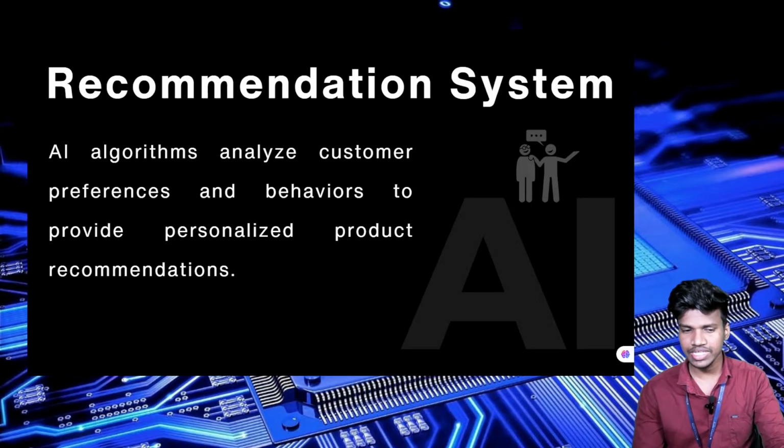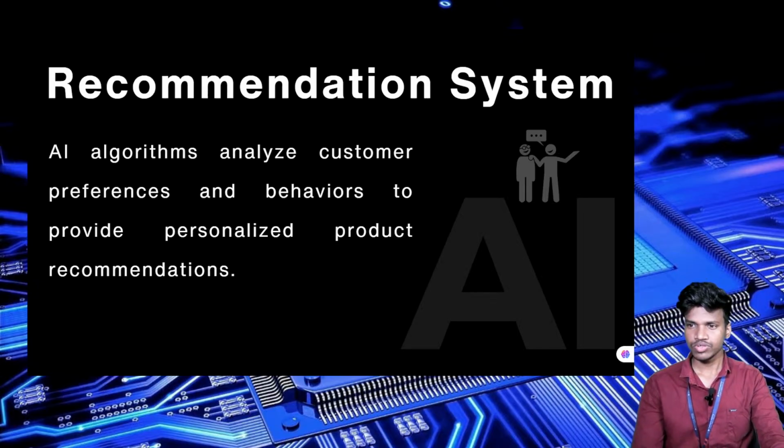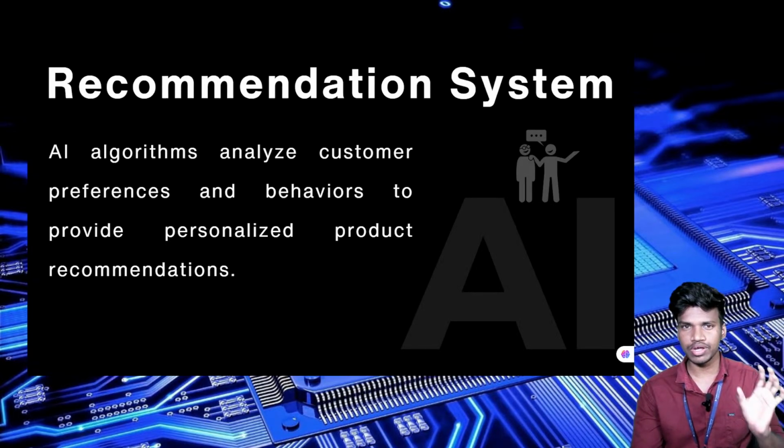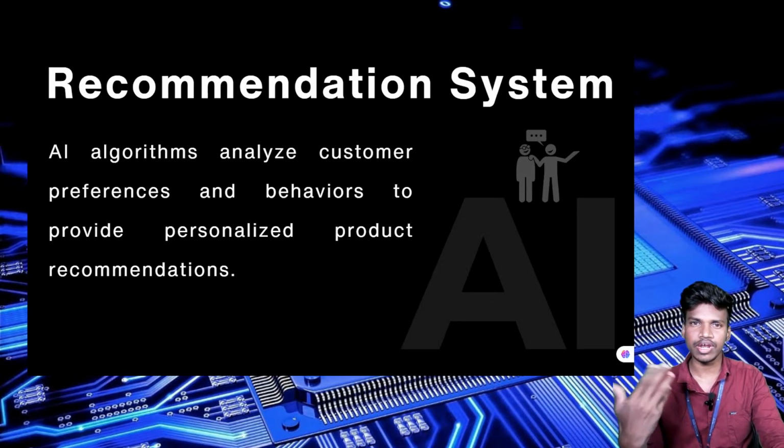AI algorithms analyze the customer's preferences and behaviors to provide personalized product recommendations. It's a best example in Zomato and Swiggy. Today I order one kind of food, and tomorrow from the same restaurant or same place I get suggestions: this food has some offers, this food has a combo, and it's a very good delicious food. This is based on my previous search. For example, if today I order biryani from one familiar place, tomorrow I can get this recommendation from that place because of my previous data.